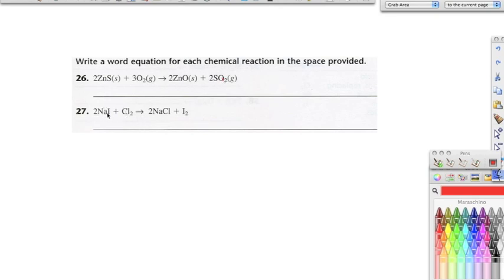Here we see that we have sodium and iodine. It's an ionic compound, so it's just sodium iodide. We have chlorine all by itself, so it's just chlorine. And then we have sodium and chlorine together, which is an ionic compound, so that would be sodium chloride, plus iodine all by itself, so it's just iodine. So we have sodium iodide plus chlorine. It reacts and produces sodium chloride and iodine.